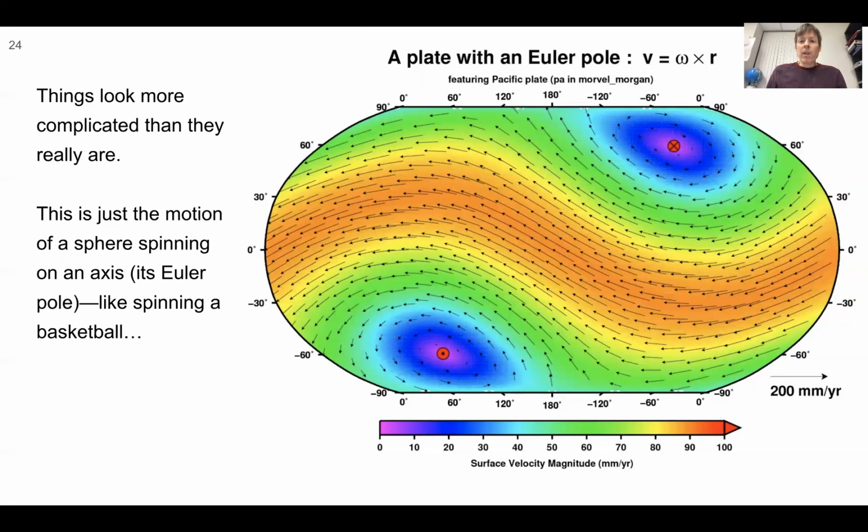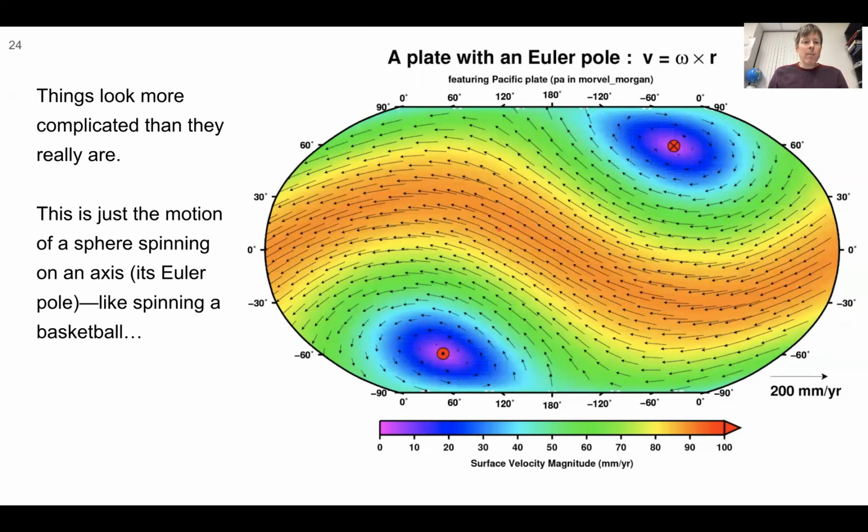Now we look at the velocity field, or the speed of things on the surface associated with this Euler Pole. And things look more complicated than they really are. This is just the motion of a sphere spinning on an axis. The color corresponds to the size of these arrows, the magnitude, and they range from 0 millimeters per year to something like 85 or so millimeters per year.